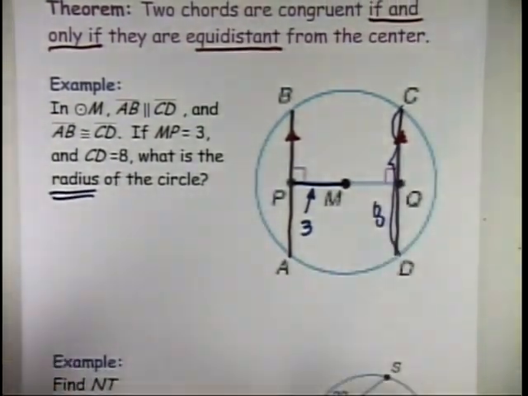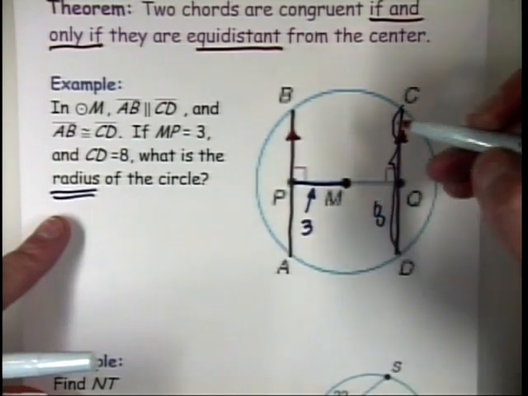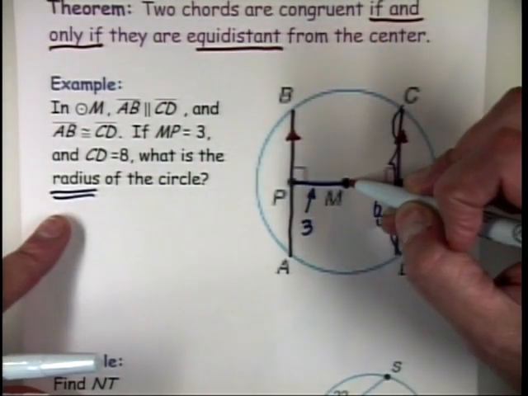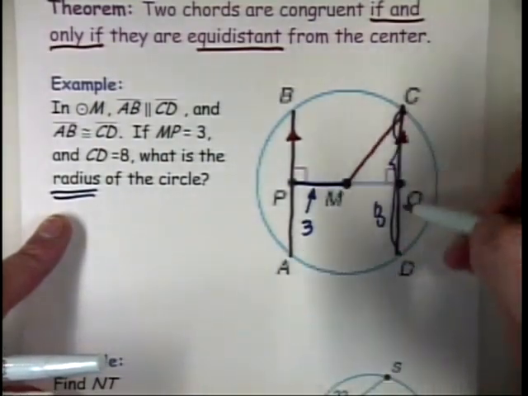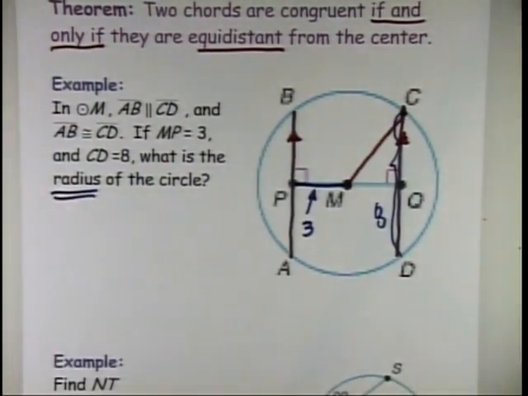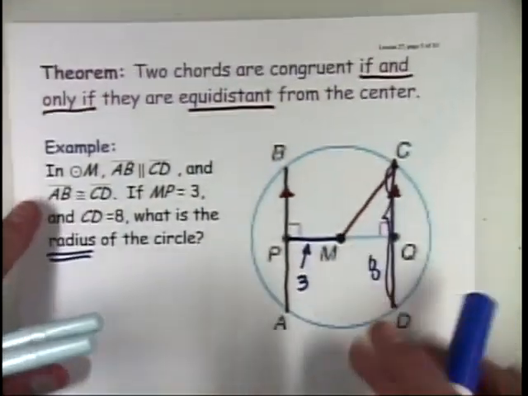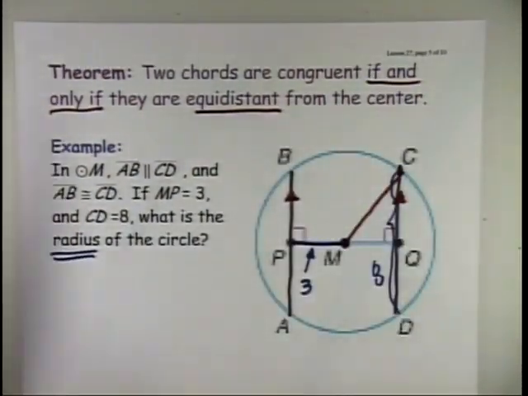Now I'm going to draw a very specific radius that comes from the center of the circle over here, to point C. And I did that because I know what the measure of CD is. Okay, well, let's see if we can use the theorem here. Two chords are congruent if and only if they're the same distance from the center. And the last theorem we had said that a diameter bisects the chord.